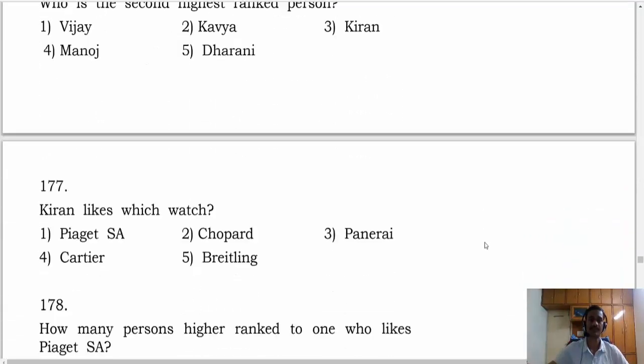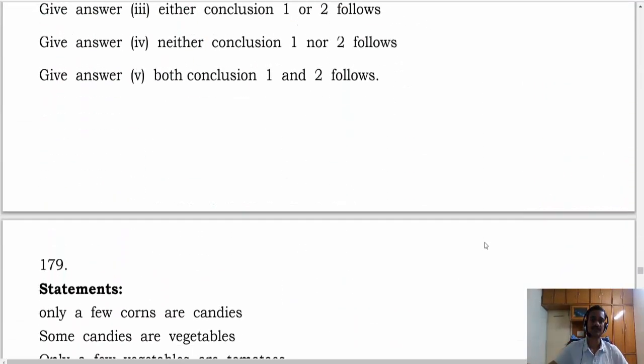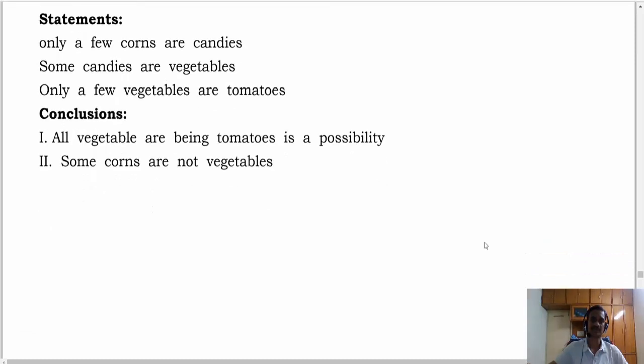The next one, 179 to 183. Now which category do these come under?